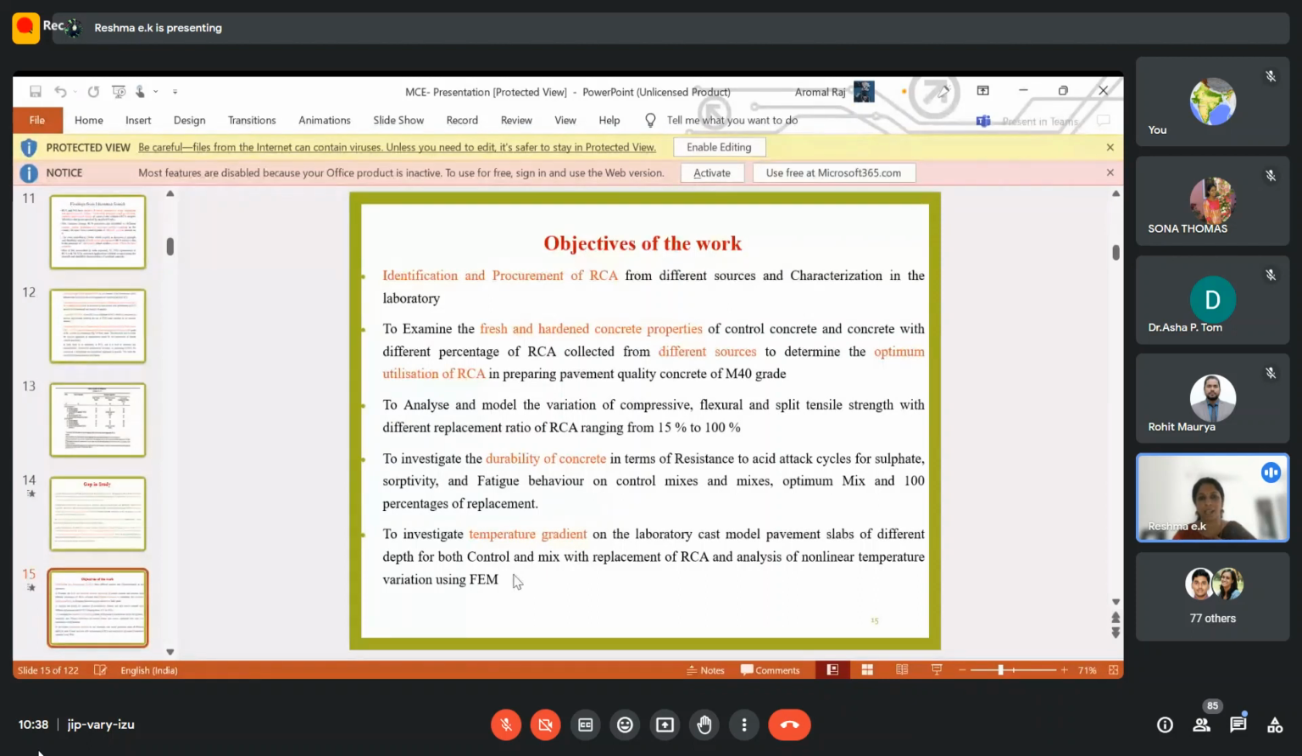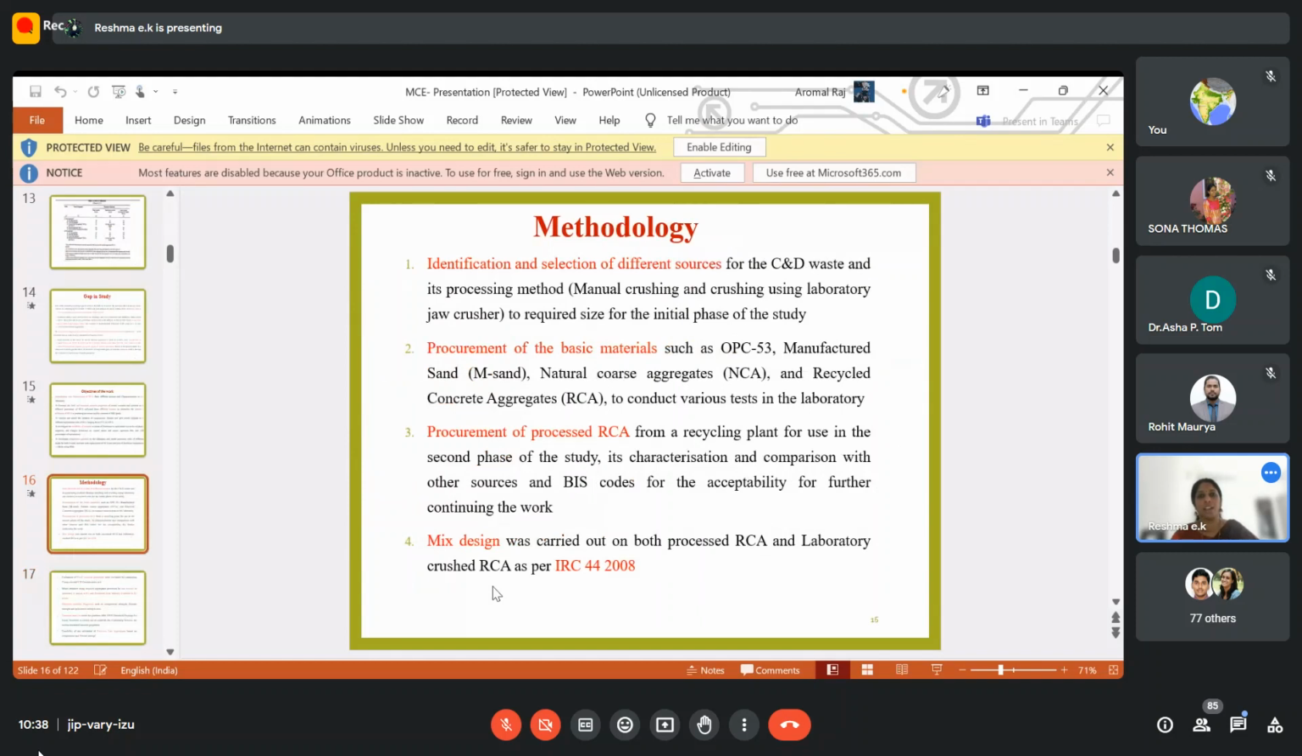The objective was to investigate the non-linear temperature analysis with respect to its depth using finite element analysis, which is done in ANSYS software. So this is the methodology I adopted. I don't have to tell the faculty members present here, so I'll just skip what materials we use, all those things.